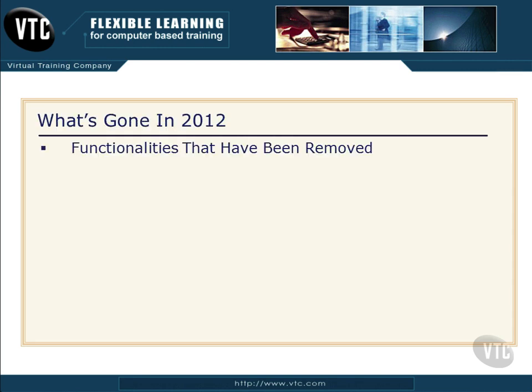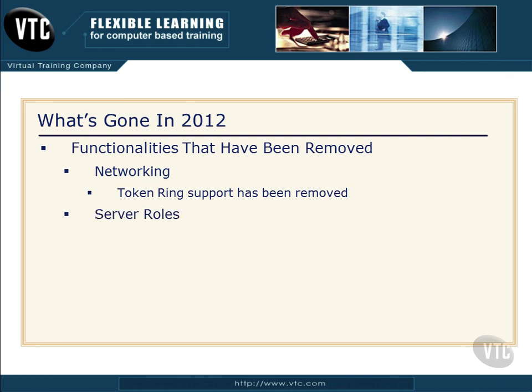it finally goes away. So let's talk about, first of all, some functionalities that have been removed that you should be aware of. Some of these are kind of interesting and shocking to those of us who have been around a while. I'll leave it at that. Under networking, token ring support has been removed. That'll make you feel old.